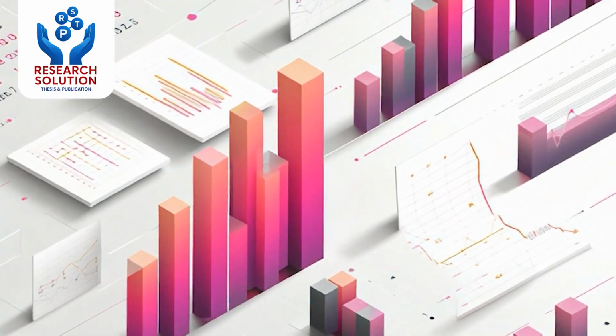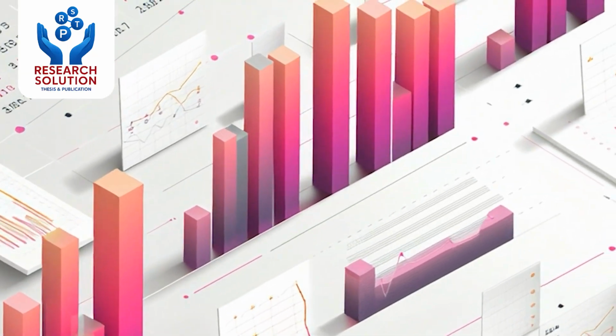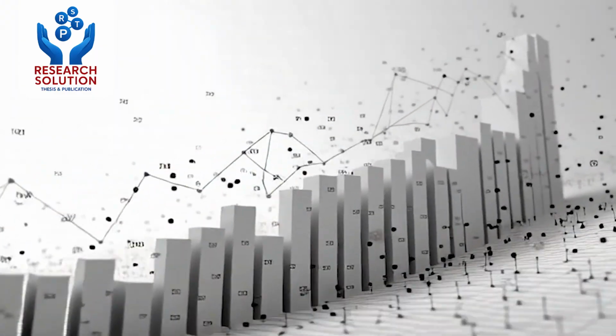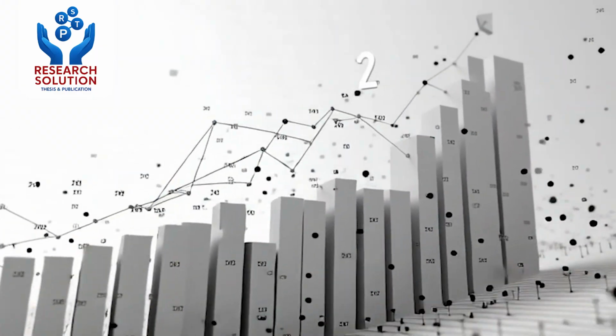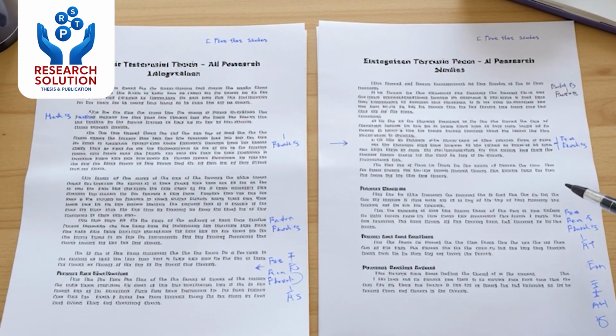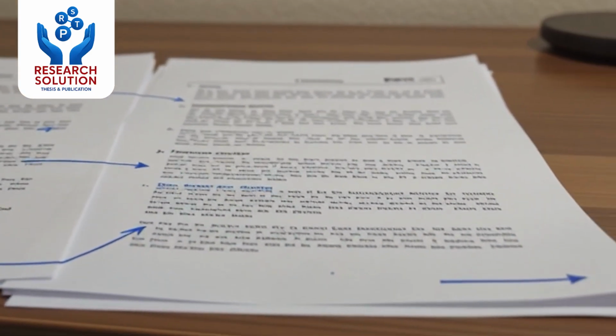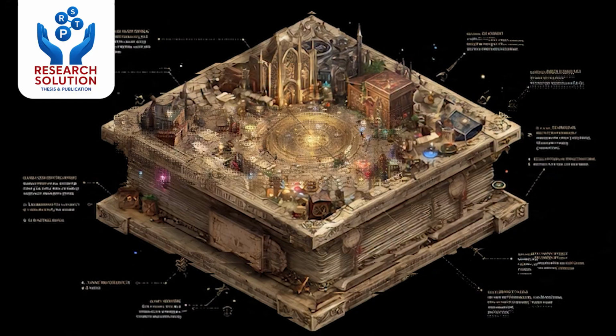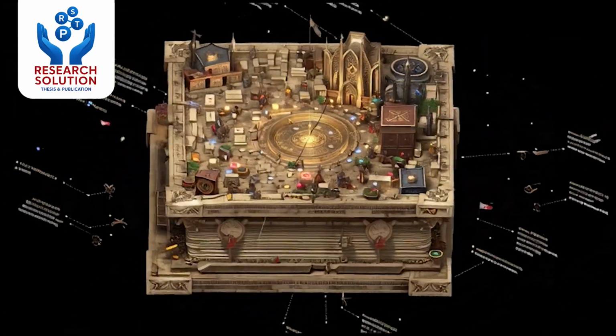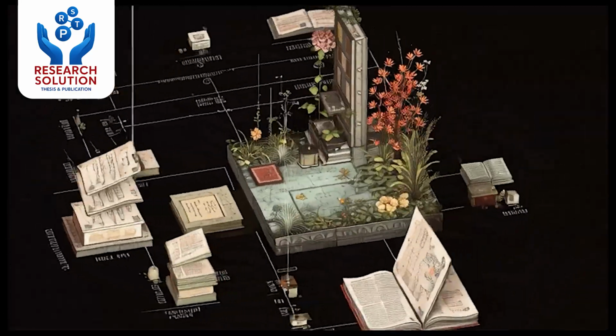When writing results, present your findings objectively using tables or graphs and avoid interpretation here. Finally, in the discussion, interpret your results, compare with previous studies, and highlight limitations. Remember to draft a concise abstract summarizing all these sections.